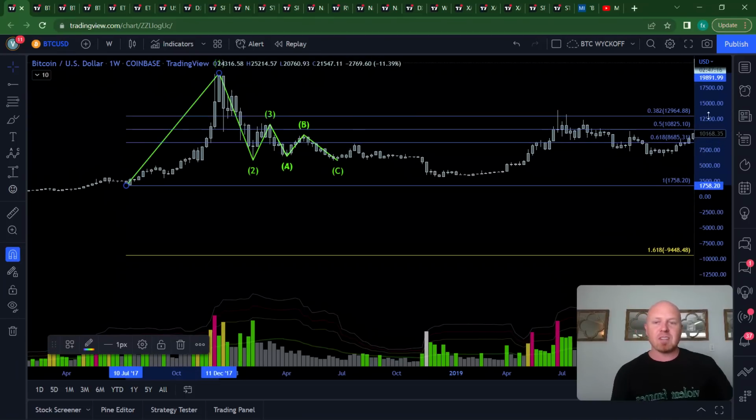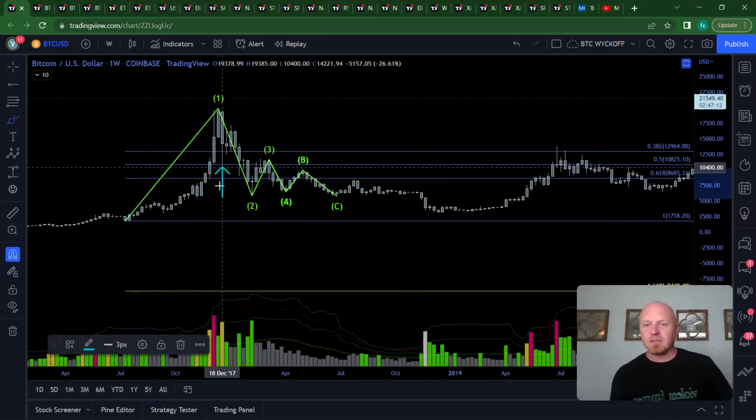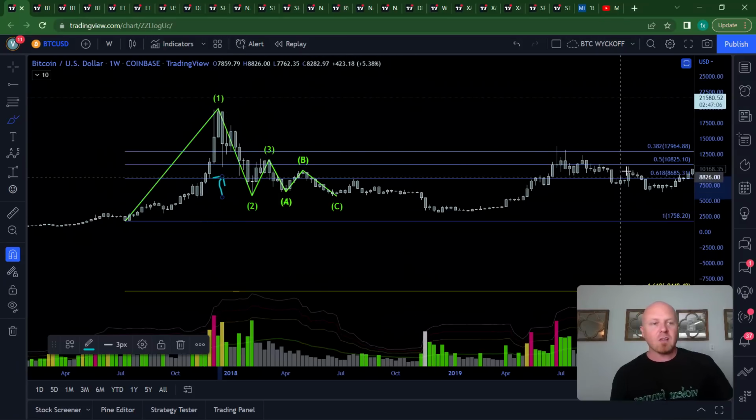Where's your 50%? Let me zoom in. Where's your 50%? You have your sell-off. Look at that. The 50% candle is right there. You see that? Just within $300-400 hitting there. So there's your 50%, 10,825.